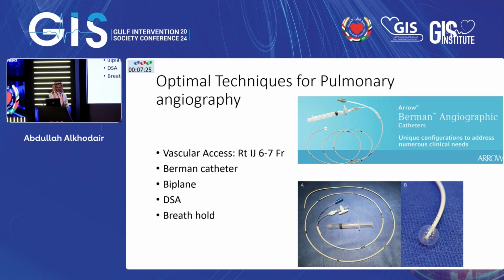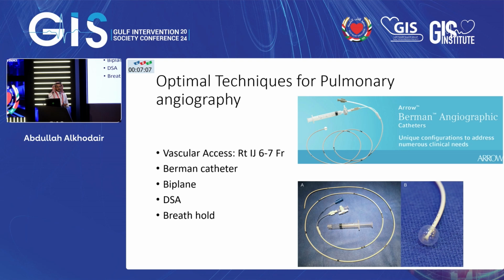The ideal catheter would be a Berman catheter, but as far as I know, it's not widely available in the region. There's some shortage. The reason for choosing this catheter is that it's balloon tipped, and it has multiple end holes before the balloon to allow for easier contrast ejection.